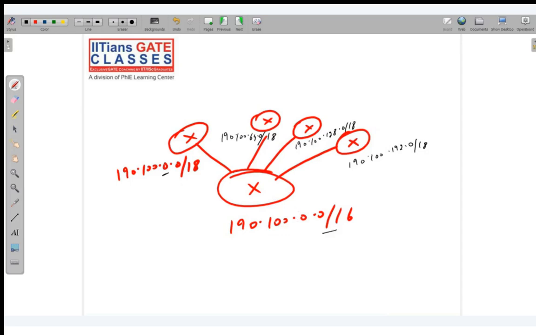/18 means how many IP addresses is this router going to handle? This router is going to handle 2 power 14. So 32 minus 18 is 2 power 14. That's why we have done this.